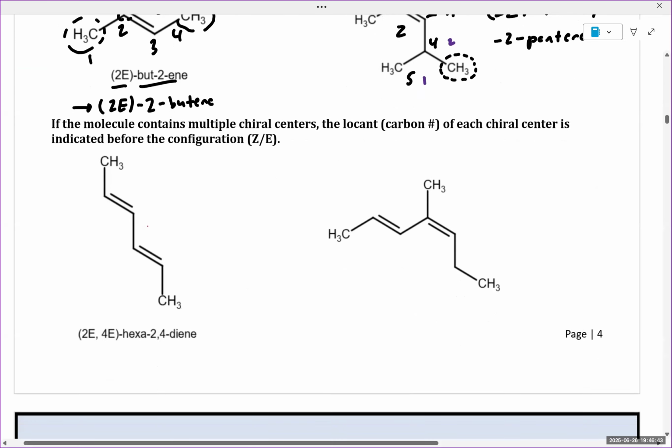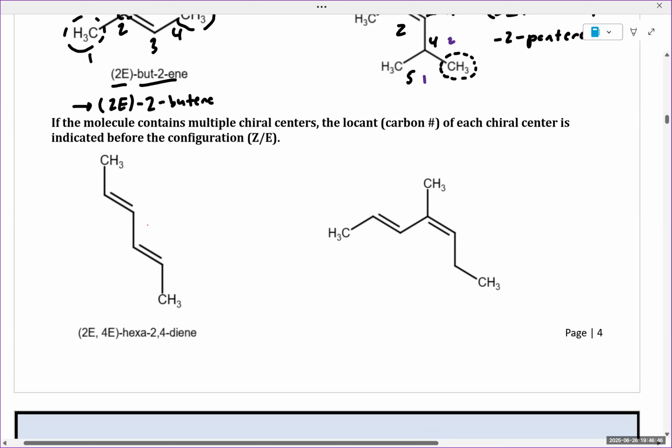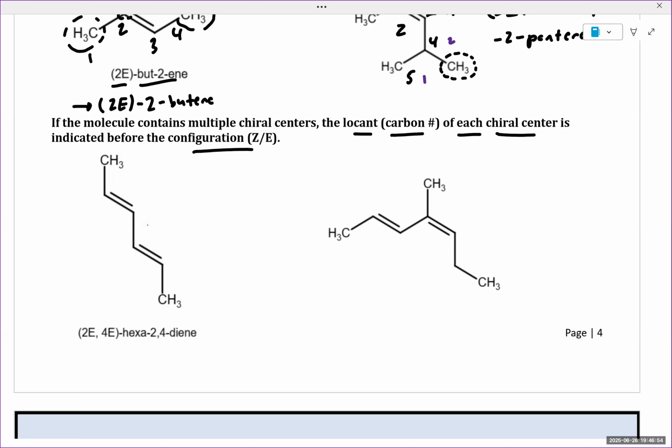2 because the alkene's at carbon 2, and pentene because we have a 5-carbon chain. Now, if a molecule contains multiple double bonds, the locant and carbon number of each stereogenic alkene is noted and indicated before the configuration. So for example, in this case, we have two E alkenes. We have the alkene starting at positions 2 and 4. At position 2, this is an E alkene. At position 4, it's an E alkene. So this would be (2E,4E)-hexa-2,4-diene. Why hex? Because it's a 6-carbon chain.